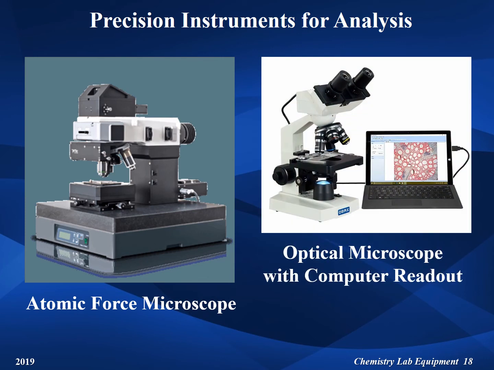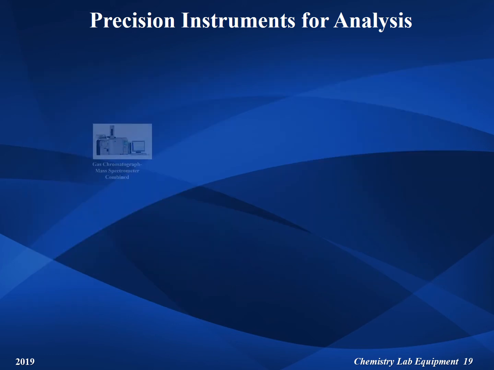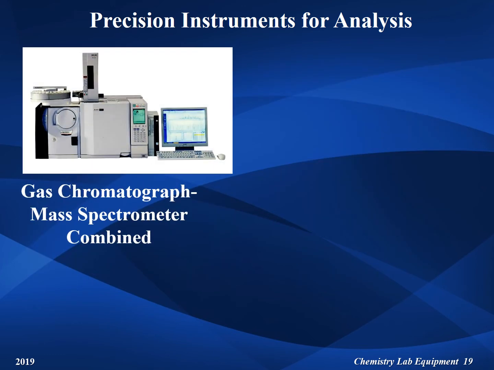This photo shows a modern optical microscope with a computer readout. The device has a built-in camera to enable images of the specimen to be displayed on the computer screen. Other modern instruments for analysis include the gas chromatograph coupled with a mass spectrometer, as shown in this photo.